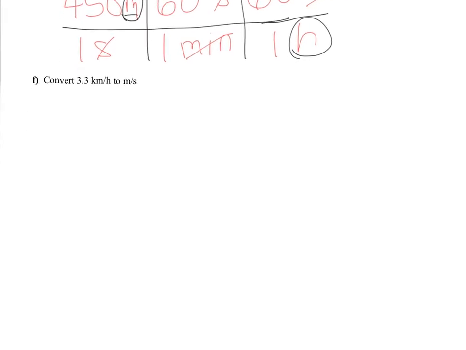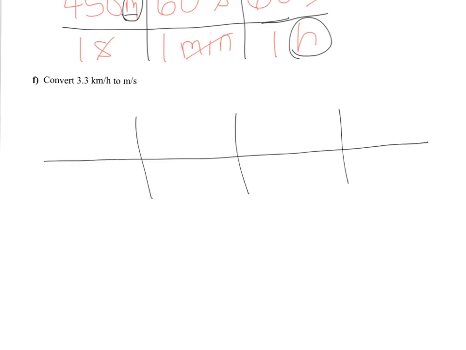We're going to do pretty much exactly the same thing on this one here. It just has one more step to it. So let's draw our train track. Now in this case we know, I'm going to do this with blue, we know 3.3 kilometers for every 1 hour. We want to go to meters per second. So that means you're going to have to convert both units. You can start with whichever one you choose. I'm going to start with kilometers to meters. You could do it either way. Your answer should end up the same.